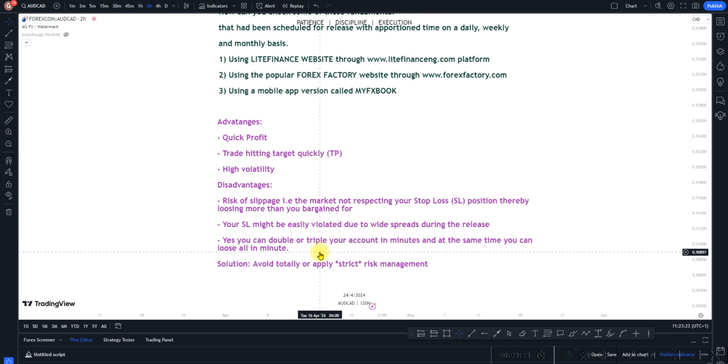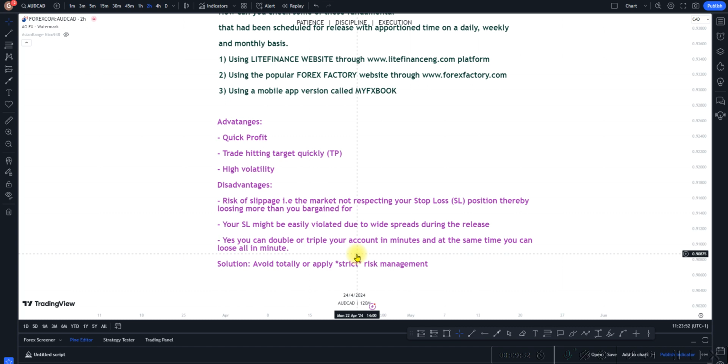Then, yes, you can double or triple your account in minutes while trading fundamentals. But at the same time, you should know that you can lose all in a minute as well. Which means we have to be careful. What is now the solution to some or most of these problems? It is to avoid trading fundamentals totally as a newbie, or you apply strict risk management.